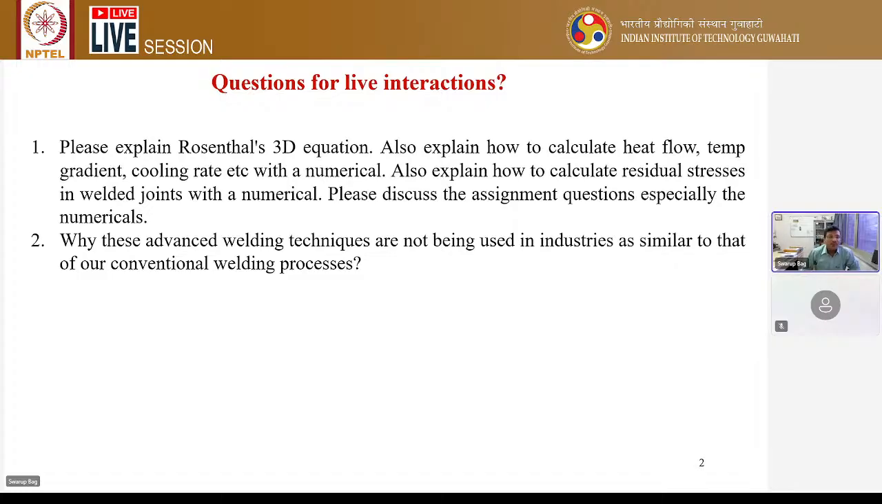But actually, I have not received any documented questions in the file that was shared. I didn't find any such questions raised by you. So I just prepared something based on my understanding, assuming that probably you might have some difficulties understanding this particular topic.